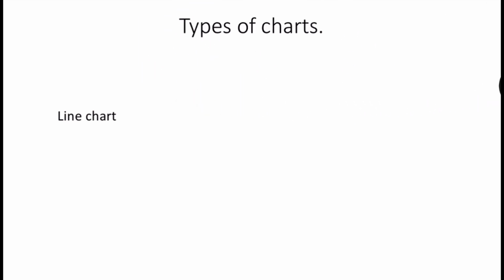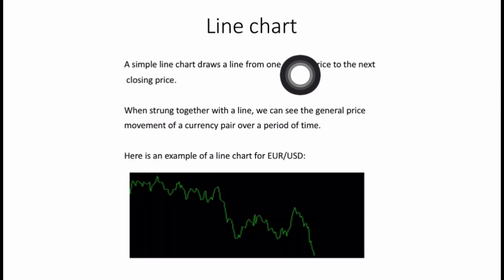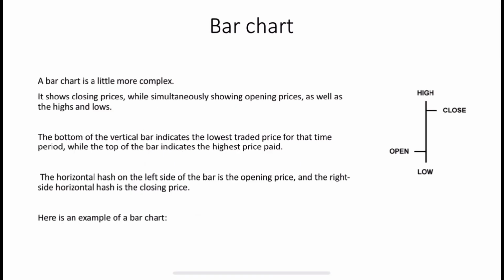So these are some of the types of charts we have. We have the line chart, the bar chart, and the candlestick chart. We shall start with the line chart. A simple line chart draws a line from one closing price to the next closing price. When strung together with a line, we can see the general price movement of the currency pair over a period of time. Here's an example of the EURUSD. So this is a line chart.